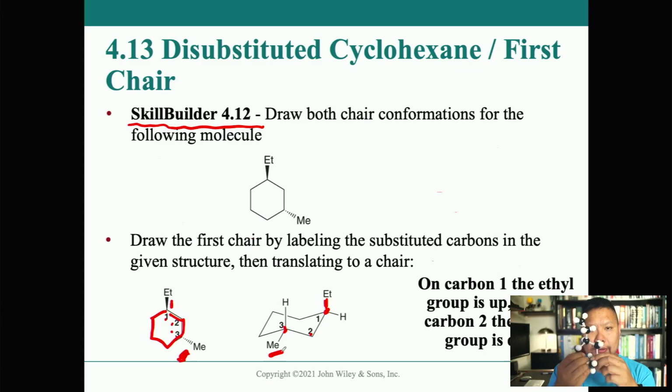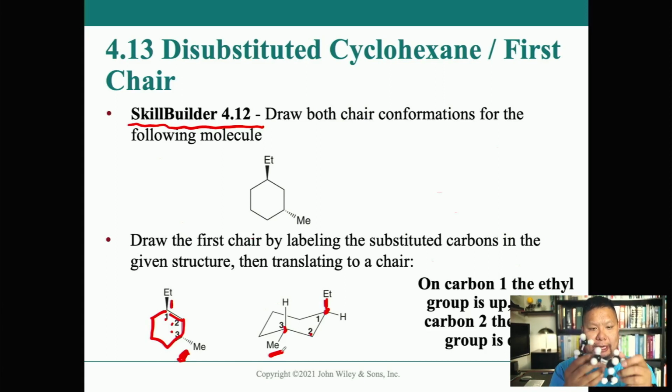And then we turn it into its chair, like this, right? Like that, okay? And now we have the methyl group down here, pointed downwards, right? And the ethyl group over here, it's pointed upwards. Sorry, I rotated it a little bit. It's pointed upwards. See? Good stuff.